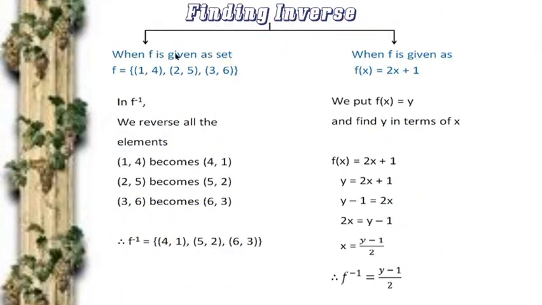So basically, here is the flow chart to understand finding the inverse in two scenarios. One, in the form of a set, we simply swap the pairs, we simply swap their places. (1,4) to (4,1), (2,5) to (5,2), (3,6) to (6,3). And when it is given in the form of a function, we will assume it equal to y, then we'll find x in terms of y, and this will be the inverse of the given function.